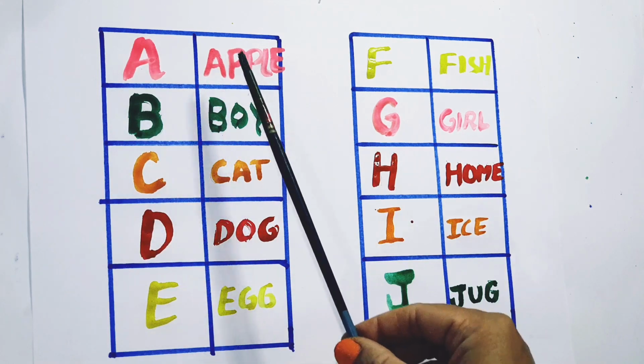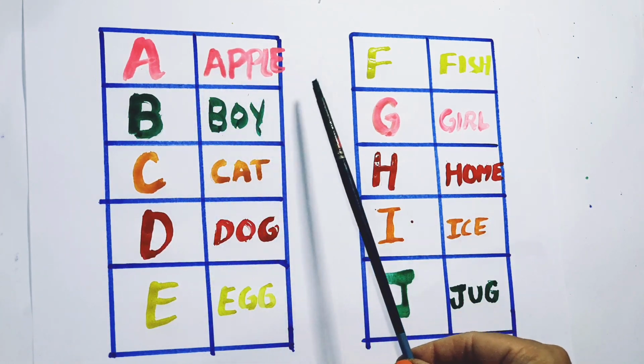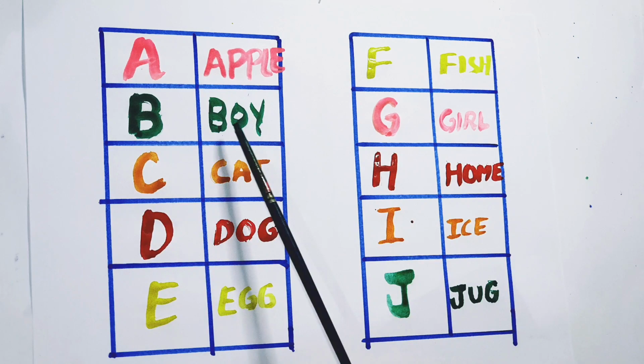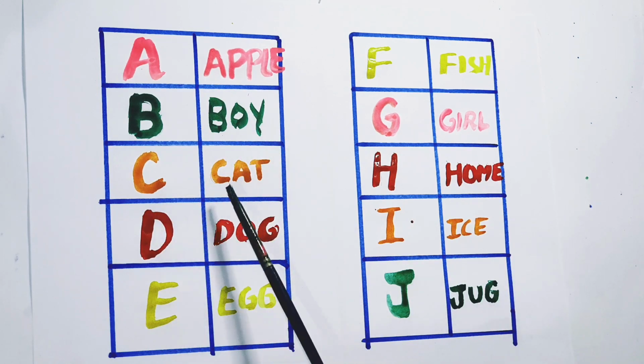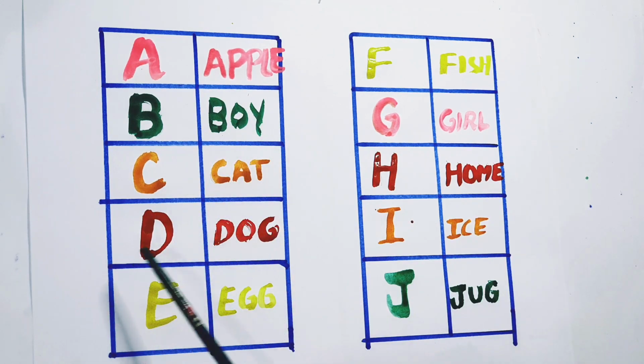A for apple, A-P-P-L-E, apple. B for boy, B-O-Y, boy. C for cat, C-A-T, cat. D for dog, D-O-G, dog. E for egg, E-G-G, egg.